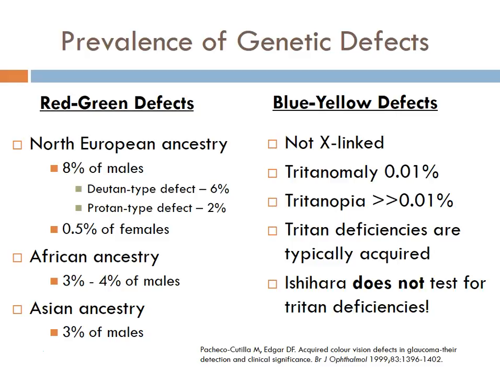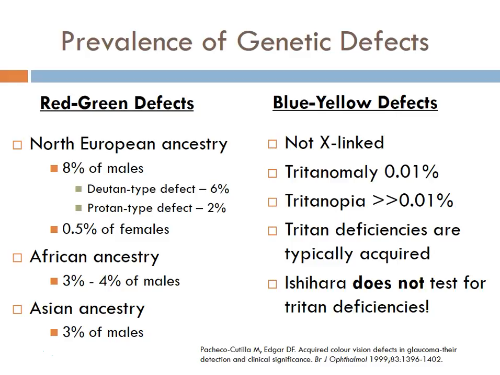Young males of North European ancestry, young white males, you've got about an 8% chance of having some kind of color vision deficiency. Most of the time it's deutan, and every once in a while it's protan. And you have an extremely small number of females that have the same defect, about 0.5% or less. So this is primarily a male problem, as we've all learned.